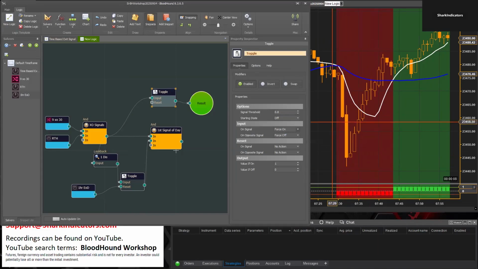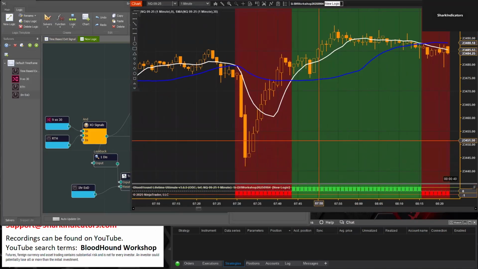So what will turn these short signals off, right? So the current state is short for the toggle node. And so the opposite signal would be a long signal, right? So it all depends on what the current state is of the toggle node. So once a long signal comes in, right? So we have a long cross up, right? So this long signal is the opposite of the current state, which is short, right? And so now the toggle node is in a long state.